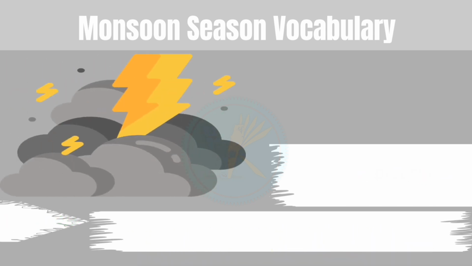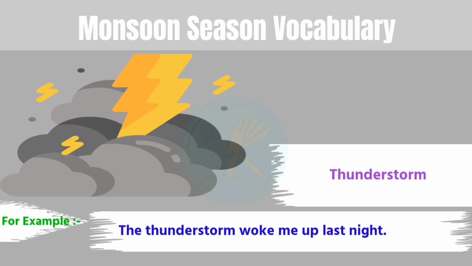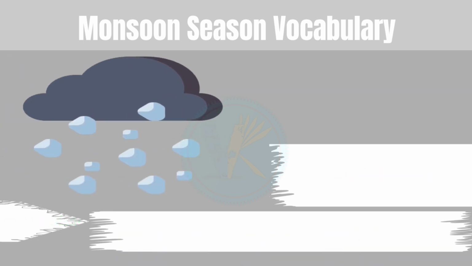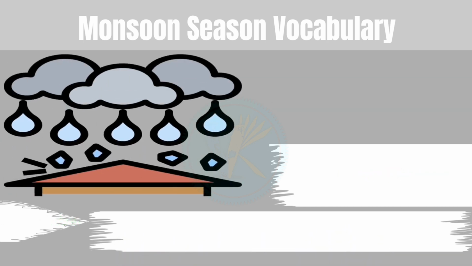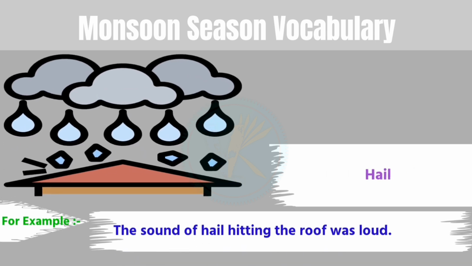Next, thunderstorm. Thunderstorm. For example, the thunderstorm woke me up last night. Next, hailstorm. Hailstorm. For example, we had to take cover during the hailstorm. Next, hail. Hail. For example, the sound of hail hitting the roof was loud.